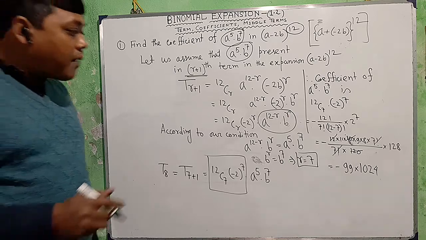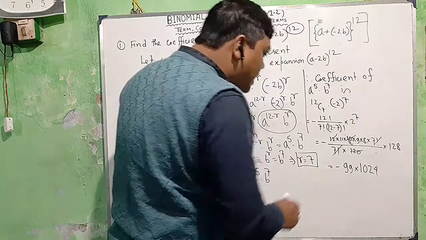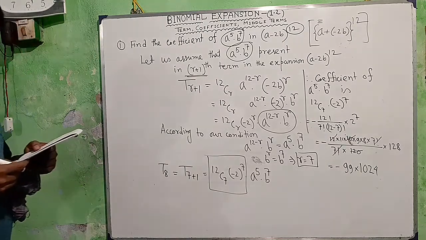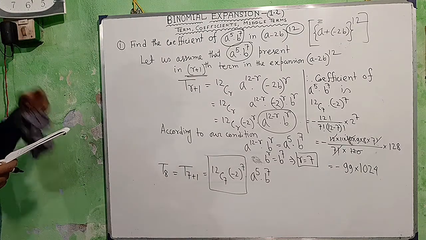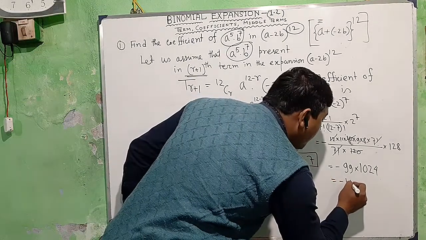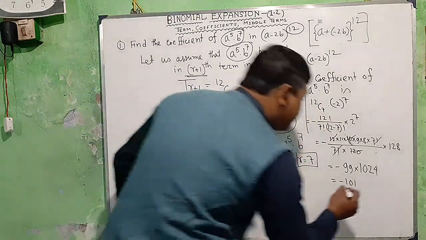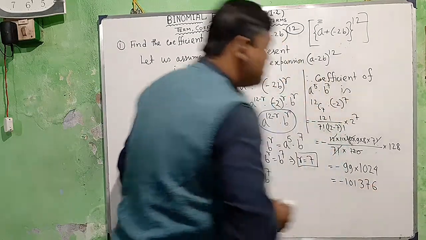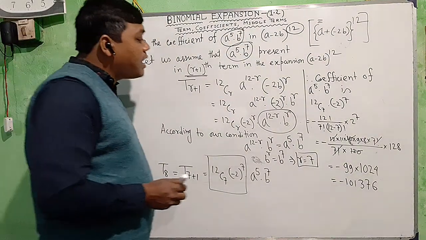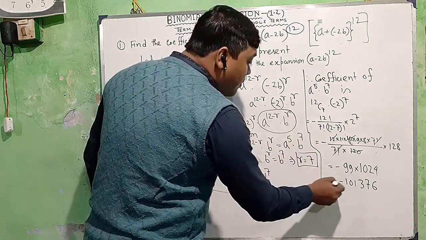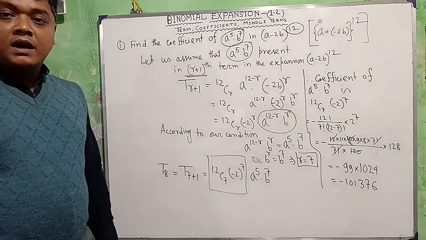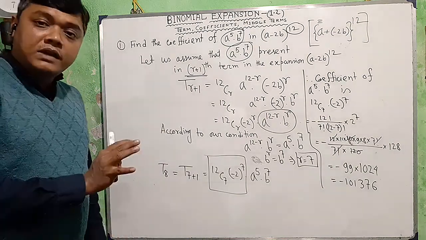So after multiplication, minus 99 and 1024, so you will get minus 101376. This is the answer. So the coefficient of a to the power 5 into b to the power 7 is minus 101376. I think it is clear to you.